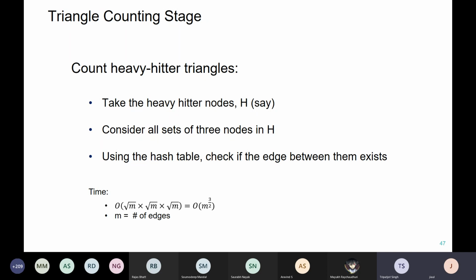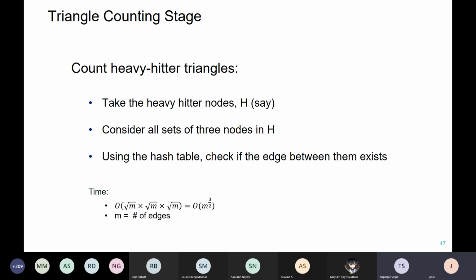In this step, we find the triangles from the most dense regions. So we take the heavy hitter nodes. All the nodes that we are going to consider in this case are heavy hitter nodes, which I would call H. Now you simply take all possible three nodes in H, say A, B, and C, all possible three nodes from the set H, and you want to check whether there is an edge between these three nodes.